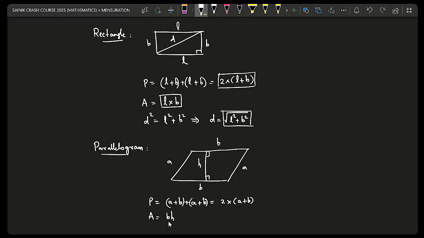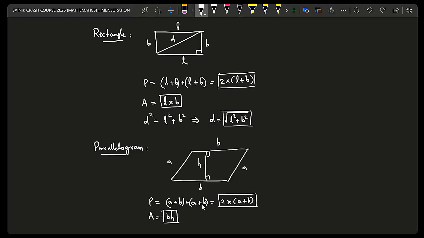But be careful, if you take this side as the base, then you want this height, that is called the corresponding height. For every base, you have to take the corresponding height, not just any height. If you take this A, you cannot use this height to find the answer. You have to use this height. That means the height should be corresponding to the base. Whichever line is drawn perpendicular onto it, that is called the corresponding height. So it's not simply base into height, it is base into corresponding height. So this is perimeter and area of a parallelogram. Perimeter is 2 into A plus B and area is base into height.